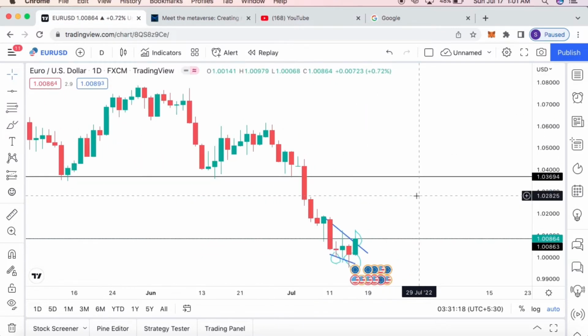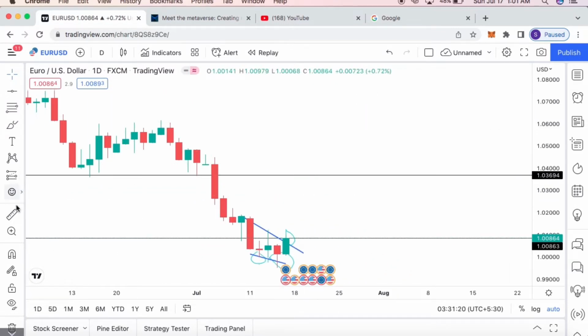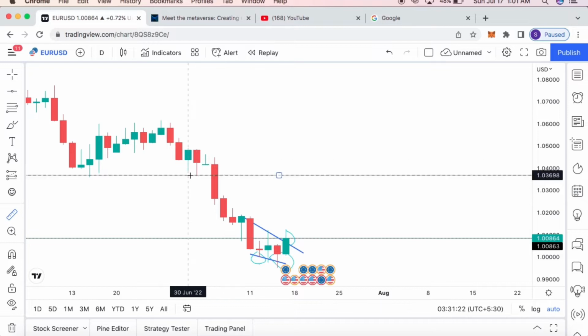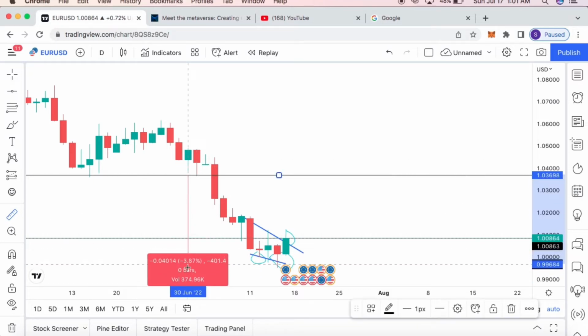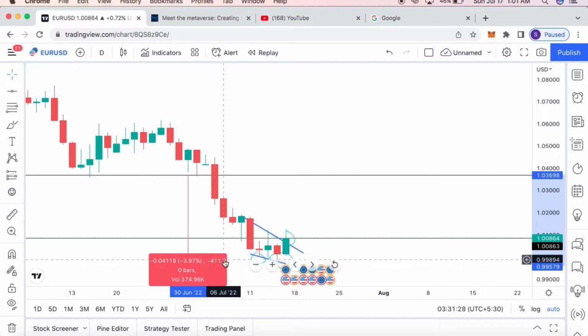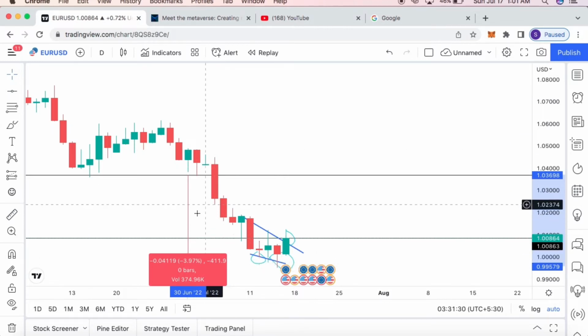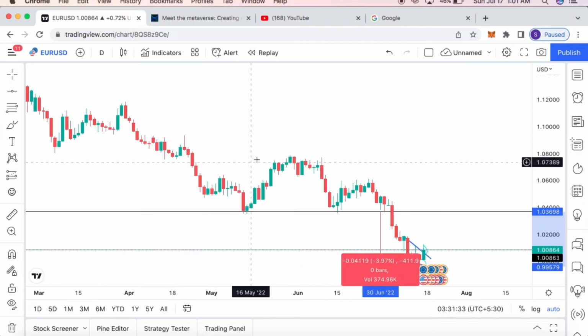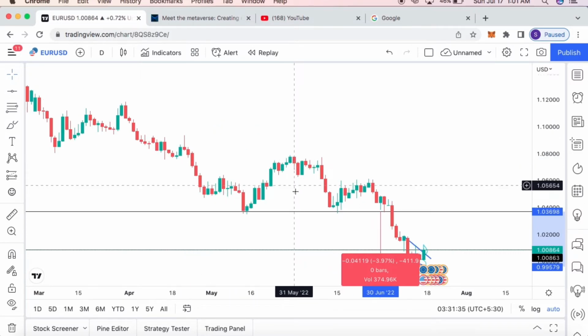First, zoom in very well like this so that you can see. So let's measure from here. Price broke from here, guys. You can see this is the same. You can see 411 pips. I told you guys, whenever these patterns break out, they have to form at least the same. So this is the distance in between here and here.